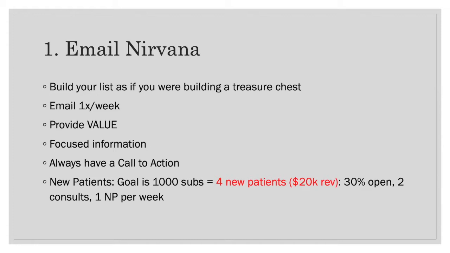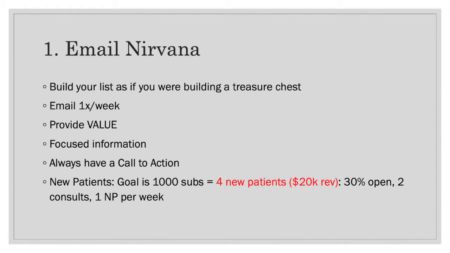Because if we have 1,000 people receiving our emails every single week, and we get about a 30% open rate, which is a common open rate when you communicate regularly with your audience, that's 300 people every single week that see your message and resonate with it. All we want out of that is 2 consults and 1 new patient. Does that seem crazy? Because it's not. 1% of 300 would be 3. So again, these are very conservative numbers, guys.